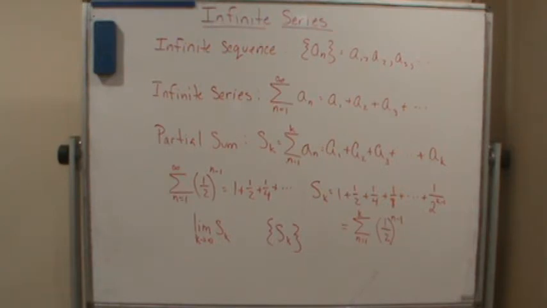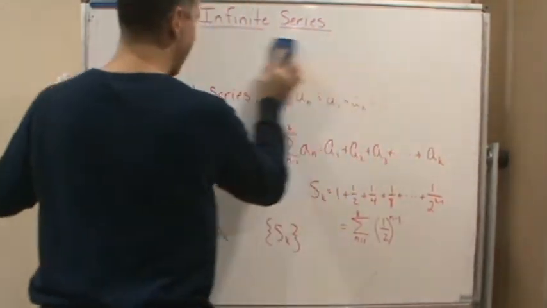Now, again, if the sequence of partial sums diverges, then we say the infinite series diverges. Okay? If the sequence of partial sums converges, then we say the infinite series converges, and we can give the sum by using the limit notation. And we can find what that sum is. Now, in our example, let's look at what we have.